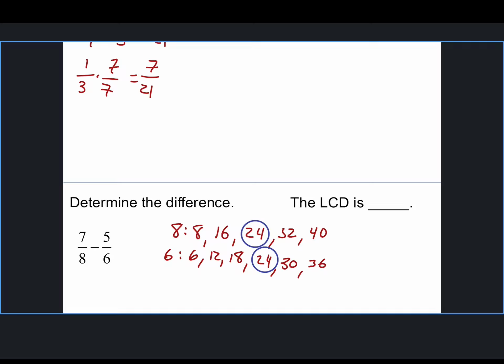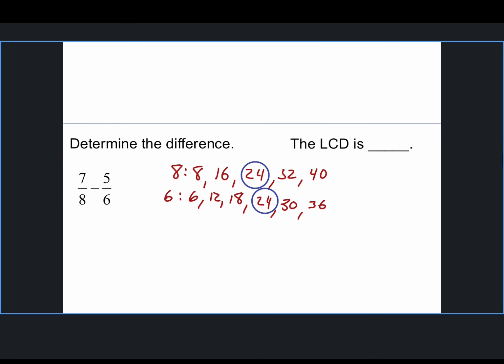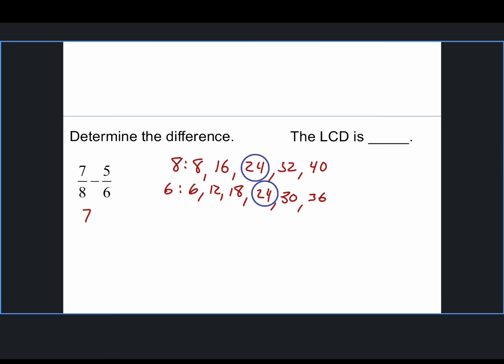That's why I thought it would be a good idea to build you a list, like a paper that you can look at and say, okay, here are the multiples that make sense. Get you some practice. Okay, 7/8 needs to be multiplied by what to get to 24ths? 3. 21 over 24, okay.